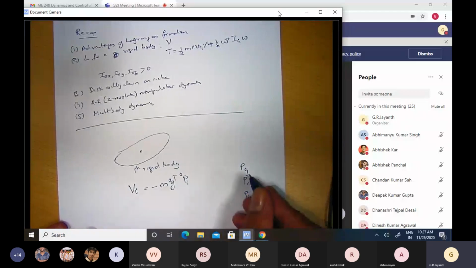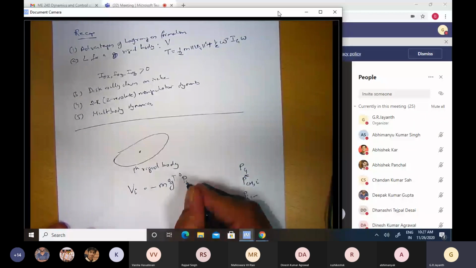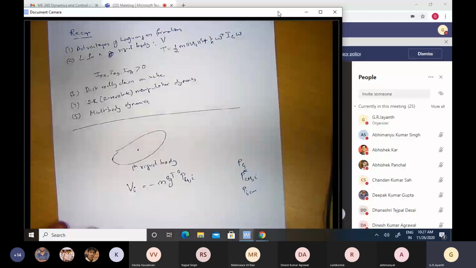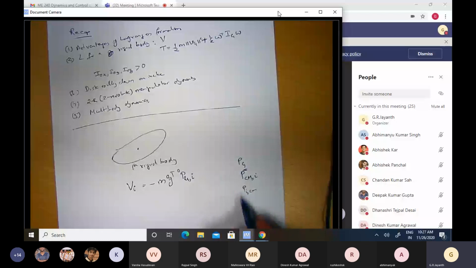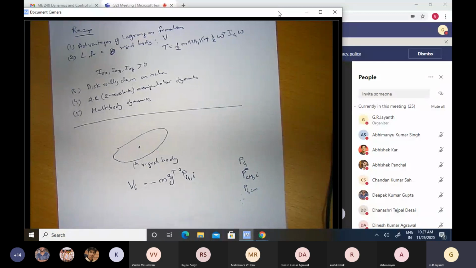I shall represent it with the first symbol, G. So Pg comma i will represent the position of the center of mass of the ith rigid body. Let us hope that I'm able to stick to it. But I just want to point out that you might come across these things and you might curse me for confusing you. All I can do is apologize for having committed that mistake.